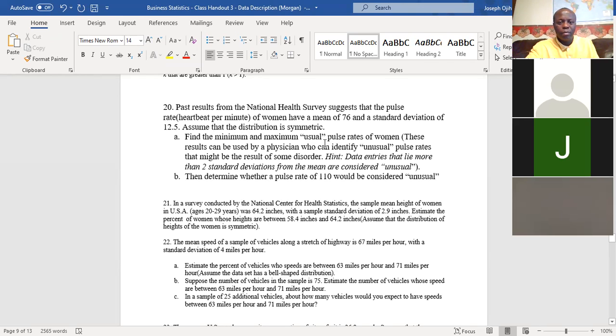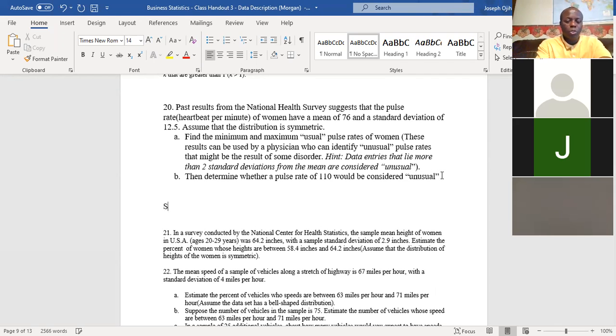And then part B says, determine whether a pulse rate of 110 will be considered unusual. So the first question says, find the minimum and maximum usual pulse rate of women. So let's begin.